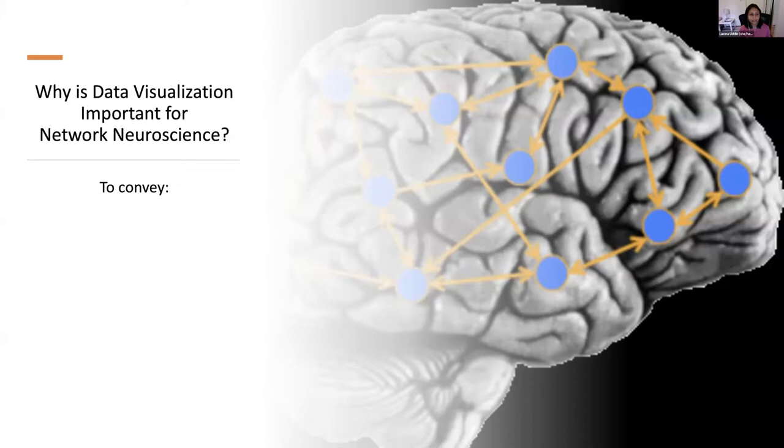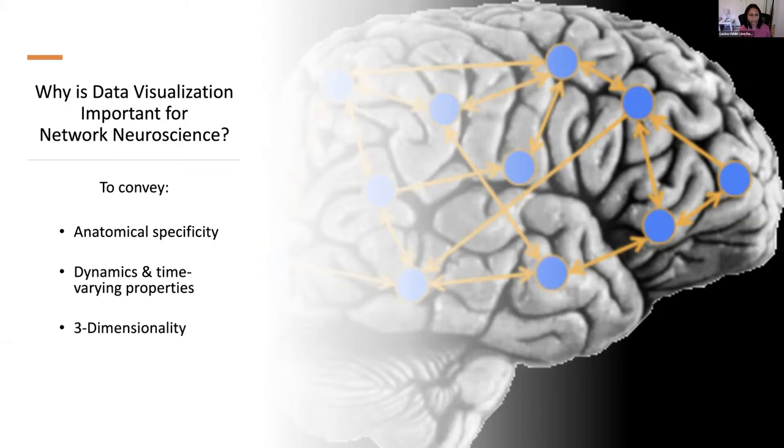And I think to convey things like anatomical specificity, where exactly in the brain are we talking about, dynamics and time varying properties of the brain, which I'll definitely get into, but really knowing that the brain isn't a static organ, it's doing things at millisecond and second and minute time scales, and trying to really capture those is a challenge for data visualization. And of course, it's a three-dimensional structure, and anytime you try to map a three-dimensional structure into a two-dimensional space, something is lost. So how can we get it back, or what's the best way of retaining the three-dimensionality in our depictions? And finally, complexity.